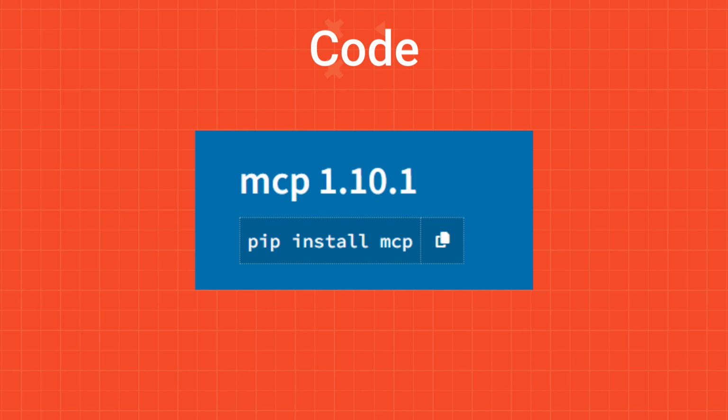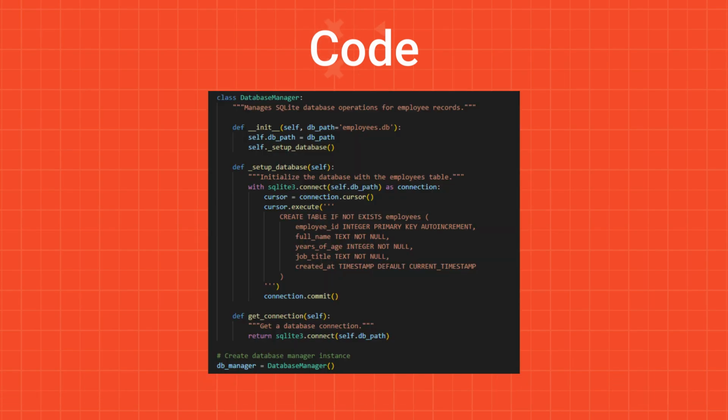To install it, just run pip install mcp. The DatabaseManager class creates a dummy database using SQLite3 when we start the server. It creates an employee table with employee ID, name, age, and job title columns. Feel free to change it according to your scenario.